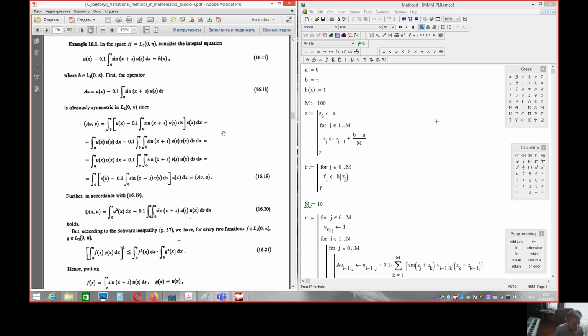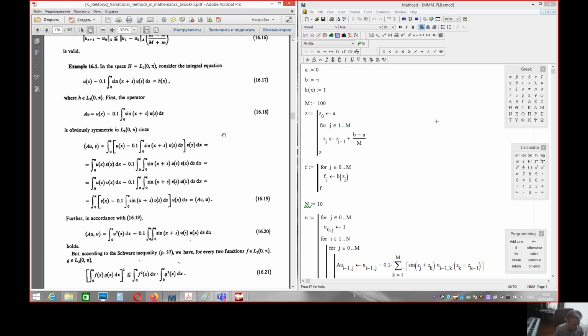We have the space L2 in the domain from 0 to pi. These are the bounds of our domain. We put the function h from x equal to unity in our example. Now we create space net on our interval from A to B.